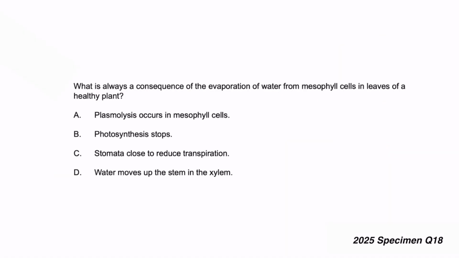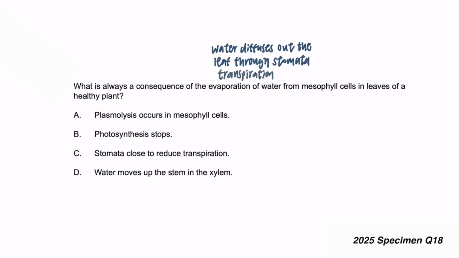The water vapor from the evaporation of water from mesophyll cells will diffuse out of the leaf through stomata. This process is transpiration. Transpiration will lower the water potential in mesophyll cells in leaves. So water will be transported up to the leaf through xylem. This is called transpiration pull.